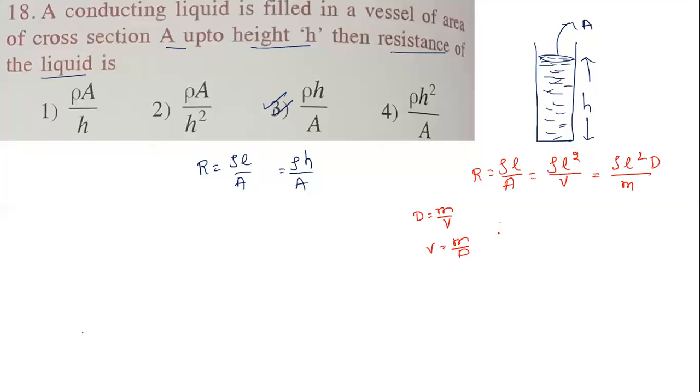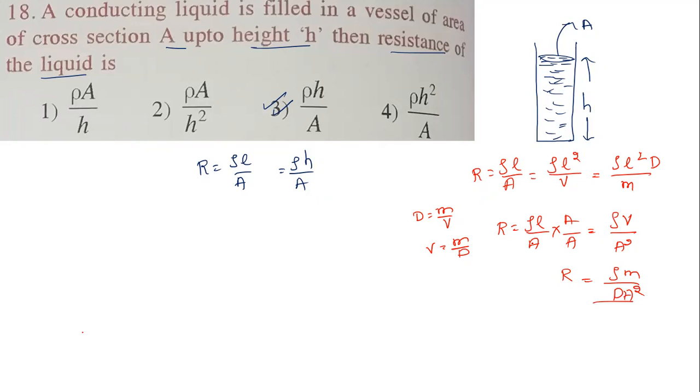Or in this way we can go now. R equal to rho L by A. So we multiply what now? Area by area. It will become rho into V, length into area becomes volume, divided by A square. Again, volume we are going to replace by mass by density. Rho M by D A square. That is also a formula for resistance.